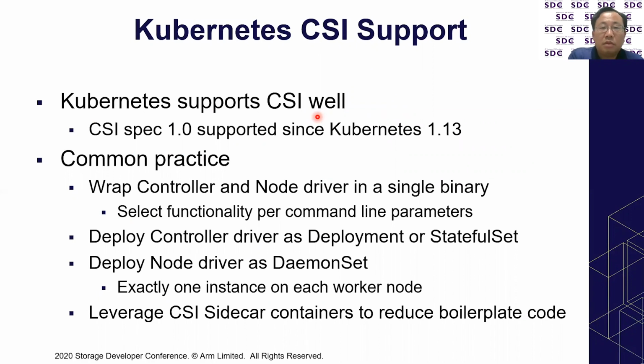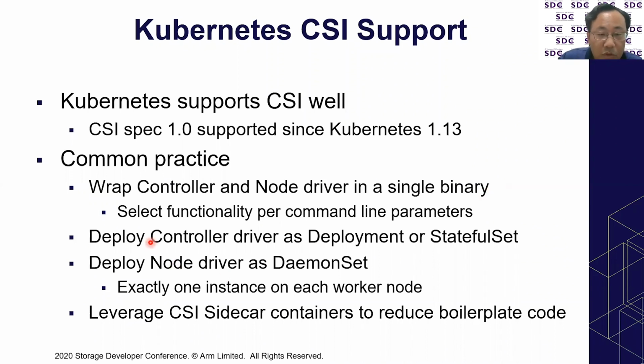So for Kubernetes CSI, because CSI is a general protocol, it supports Kubernetes or other COs like Mesos. But Kubernetes has good support for CSI. I listed here some common practices in developing a CSI driver in Kubernetes. First is to wrap the controller and node driver in a single binary. Because they don't necessarily need to be separate binaries, they can be combined in one binary to share some code. Just use the startup parameters to make it behave differently by command line parameters.